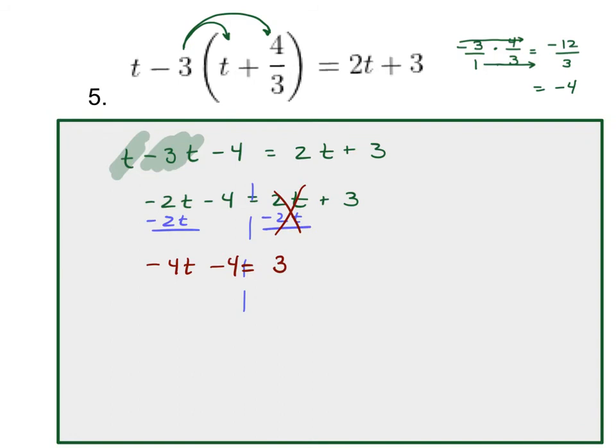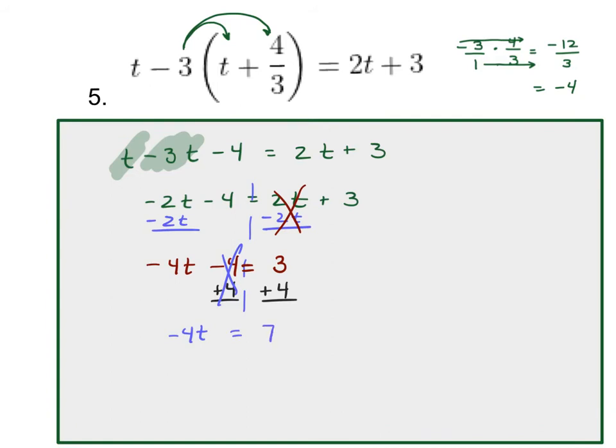Now I move anything that doesn't have a t to the right, so I'm going to add 4. I'm trying to get it away from the side with the t on it. And the result there is negative 4t. These are additive inverses and cancel each other out, equals 7.